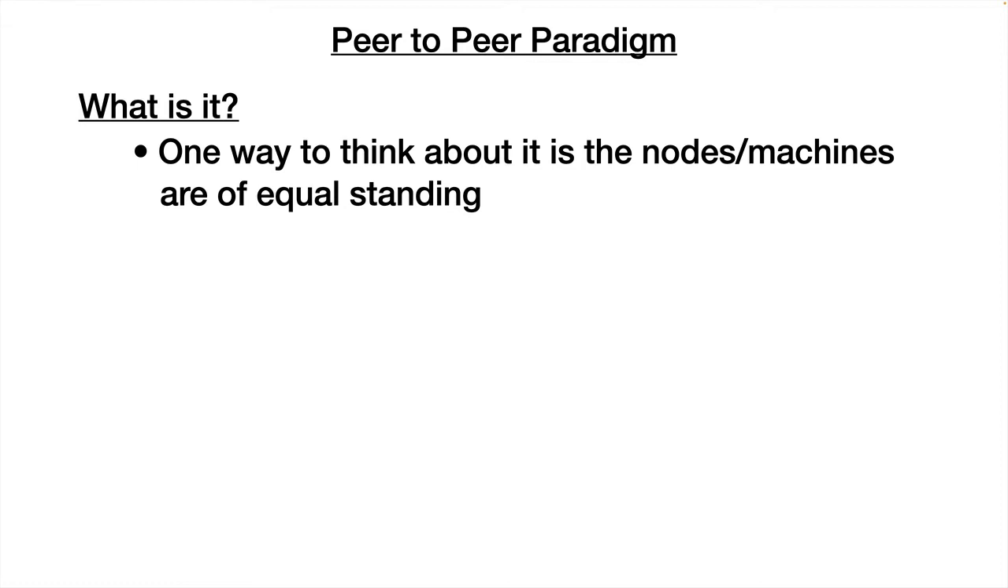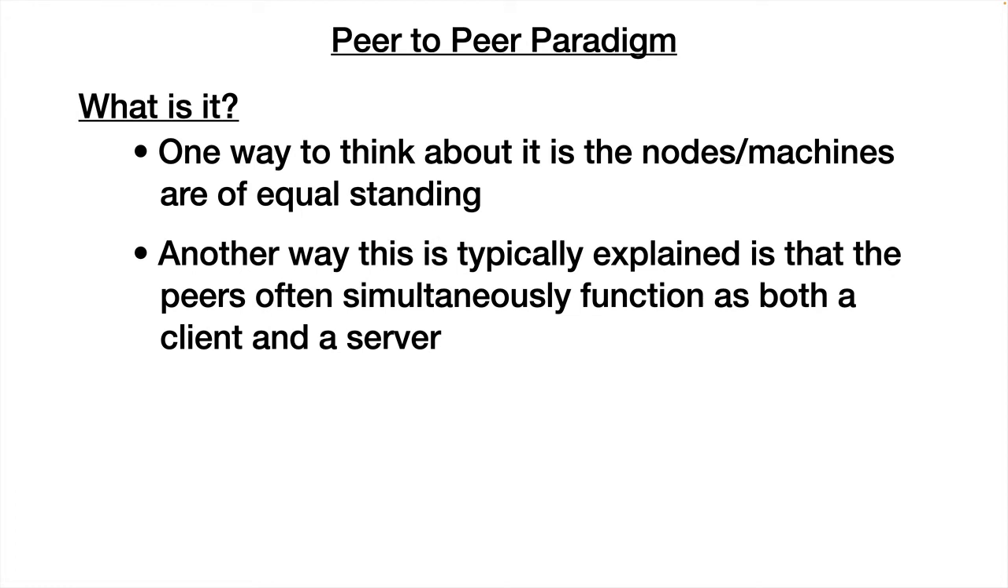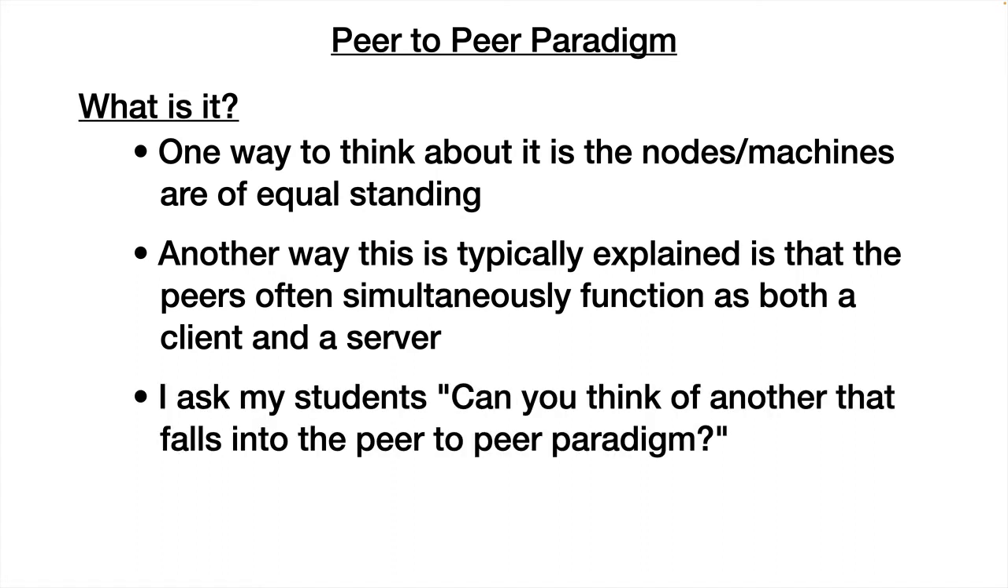Another way that peer-to-peer is often explained is you have machines that simultaneously function as both a client and a server, often talking to each other. After giving the second definition, I asked my students, can you think of anything that falls into the peer-to-peer paradigm? And most of the time, relatively quickly, they'll come up with peer-to-peer file sharing. So peer-to-peer file sharing would be things like Gnutella, Napster, Kazaa, BitTorrent, eDonkey, and quite a number of other things.